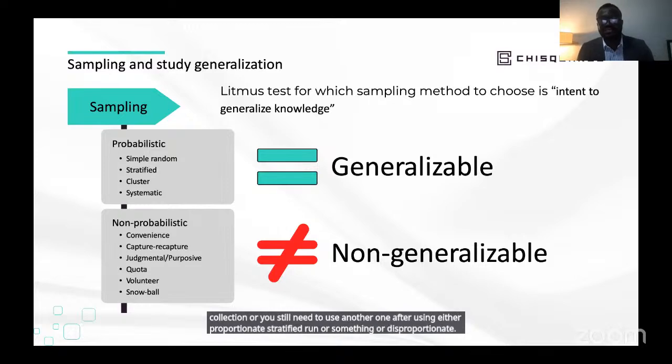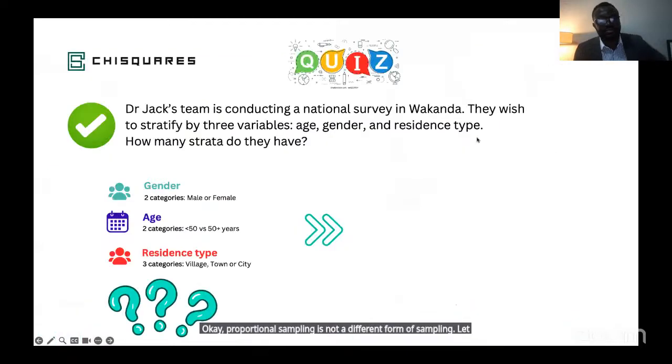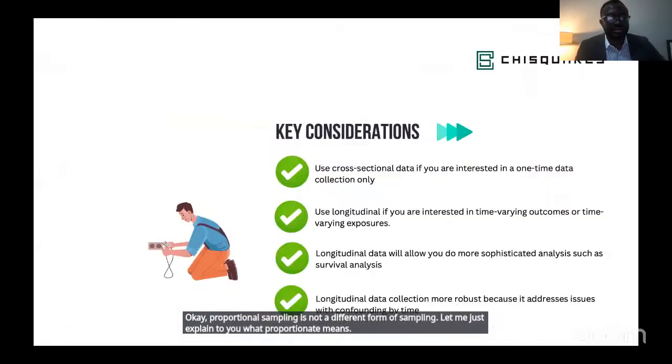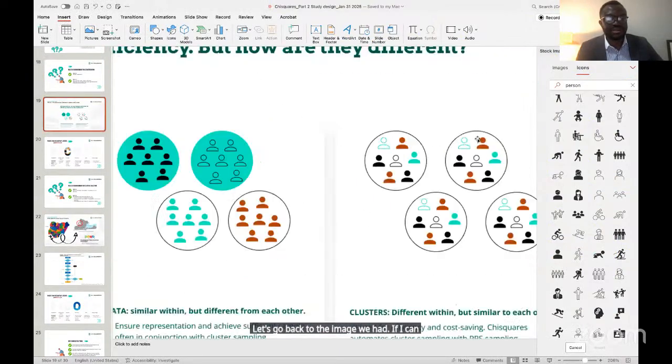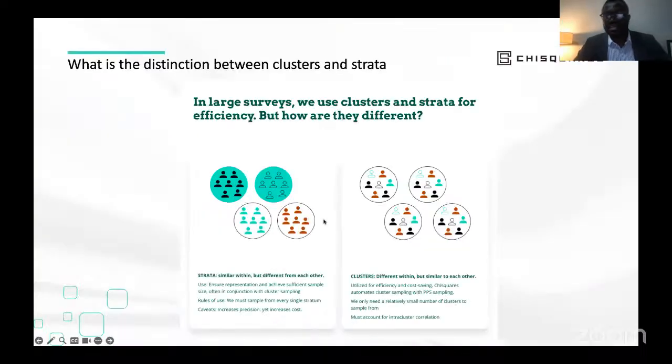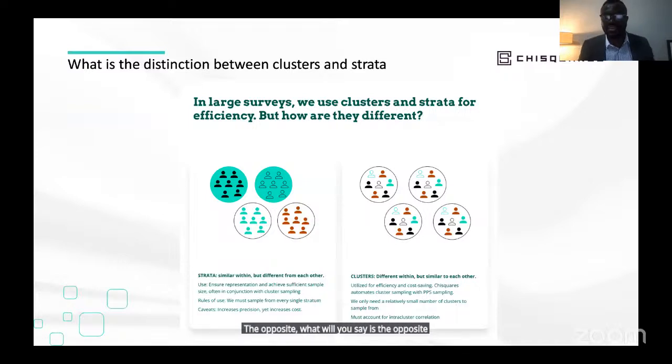Okay, proportionate sampling is not a different form of sampling. Let me just explain to you what proportionate means. Let's go back to the image we had, if I can find it. All right, great. So, what would you say is the opposite of proportionality in the context of sampling? If it's not proportional, it's what? Okay, I'll supply the answer. Sure. So think of proportionality or equality.